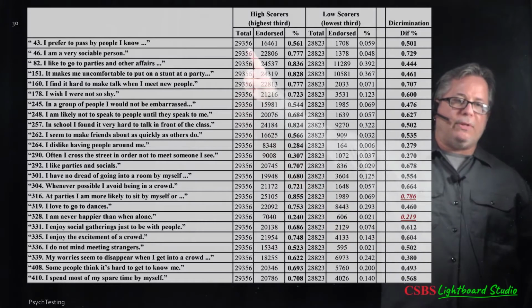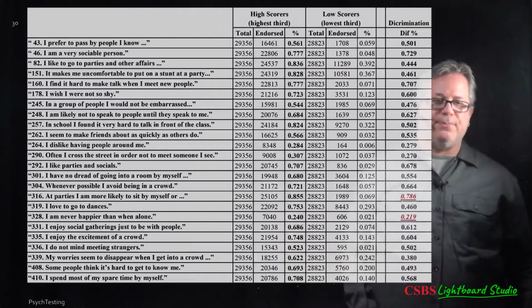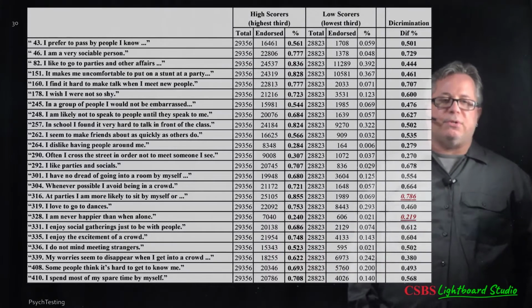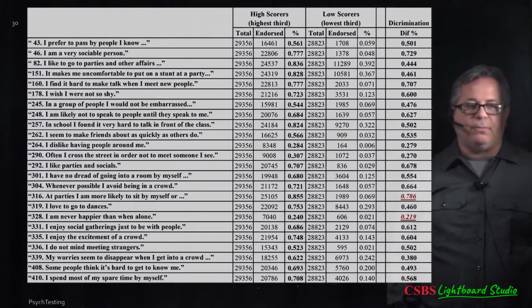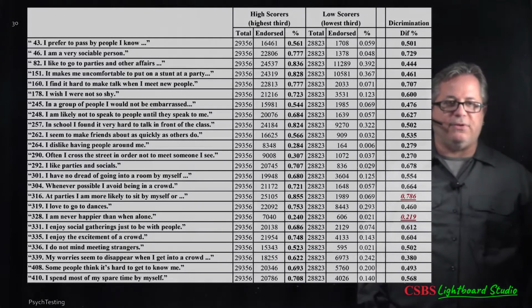So if you look at this, of the total people, these people who scored high on this subscale, so they tend to endorse many of the items. Of those people, 56% of them endorse the first item: I prefer to pass by people I know. That's almost like social avoidance. It's even, again, going past just basic anxiety. It's like you're actively trying to avoid people.